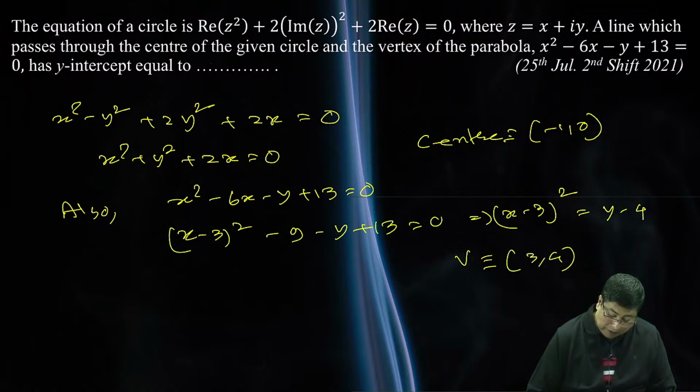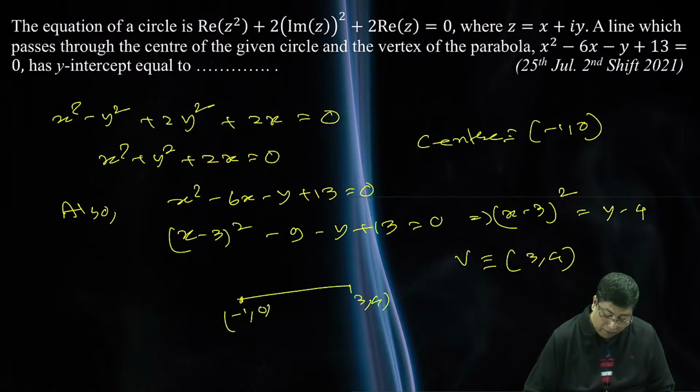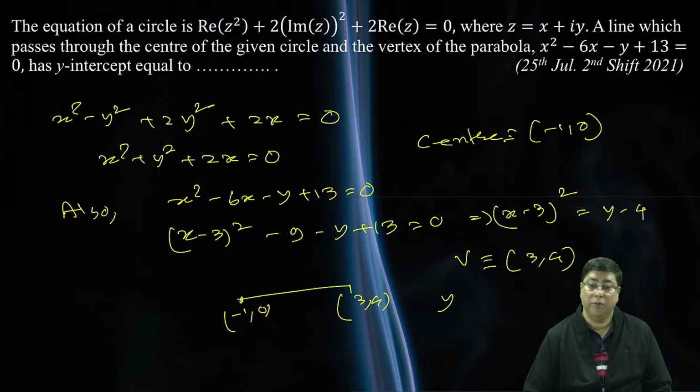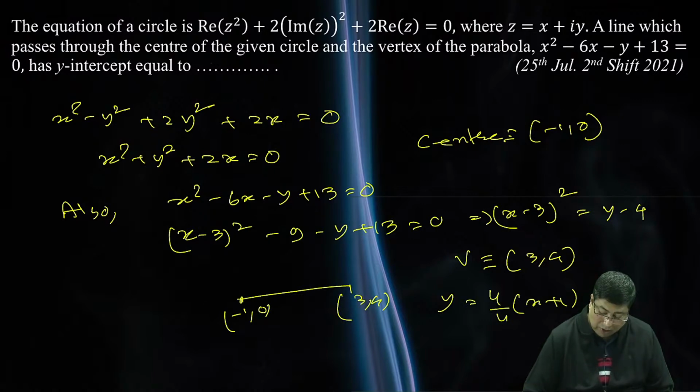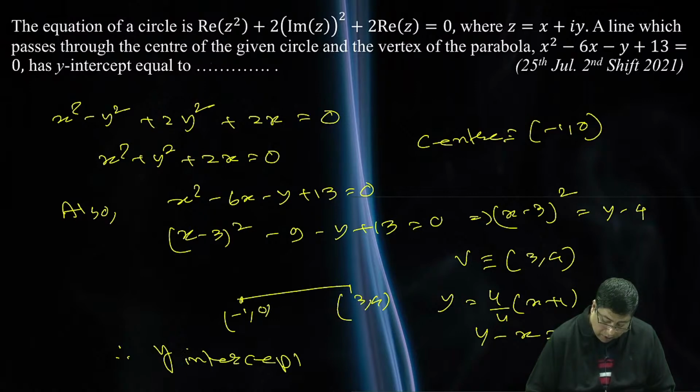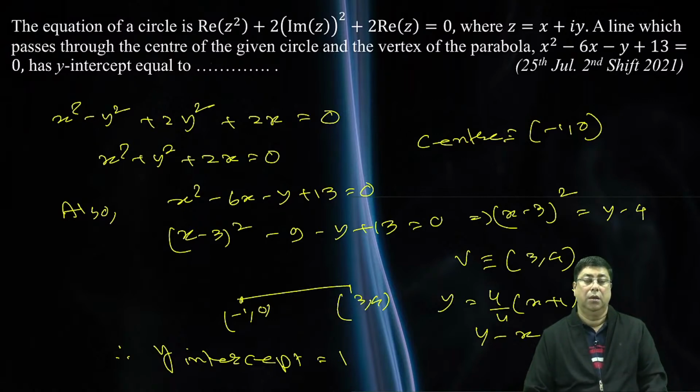Therefore the equation of the line passing through minus 1 comma 0 and 3 comma 4 is what? y minus y1 equal to m into x minus x1. So y equal to 4 by 4 into x plus 1. So y minus x equal to 1. Therefore the y-intercept equal to 1. Okay, let's go to the next one.